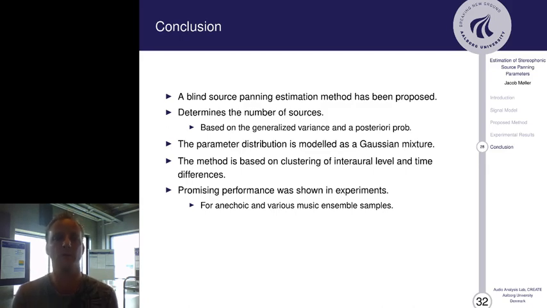The parameter distribution is modeled as a Gaussian mixture, and the method was based on clustering of interaural level and time differences. And we showed promising performance in the experiments where we used the EBU SQAM and the Iowa dataset, which contains anechoic and also various music ensemble samples.